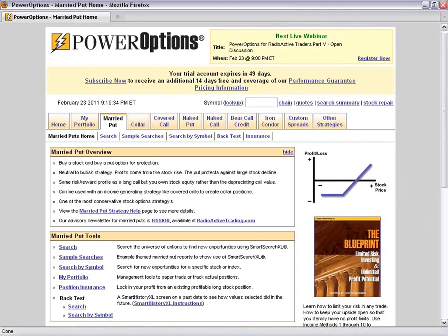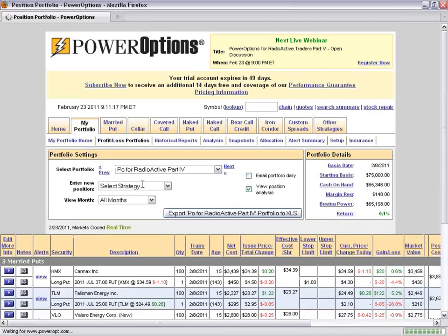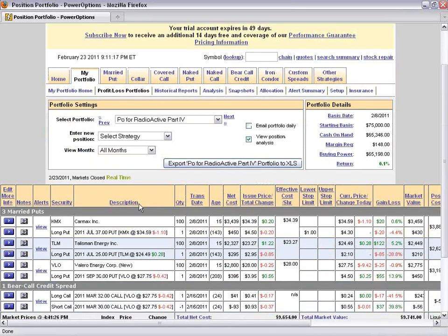I've also found that doing an out-of-the-money income method number 6 trade may help in a stagnating position. And let me show you what I mean. Let's go to the portfolio tool. I'm going to go to the profit and loss portfolios. Perfect. And let's see here. Here's a good example. That's not a good example. Hold on.